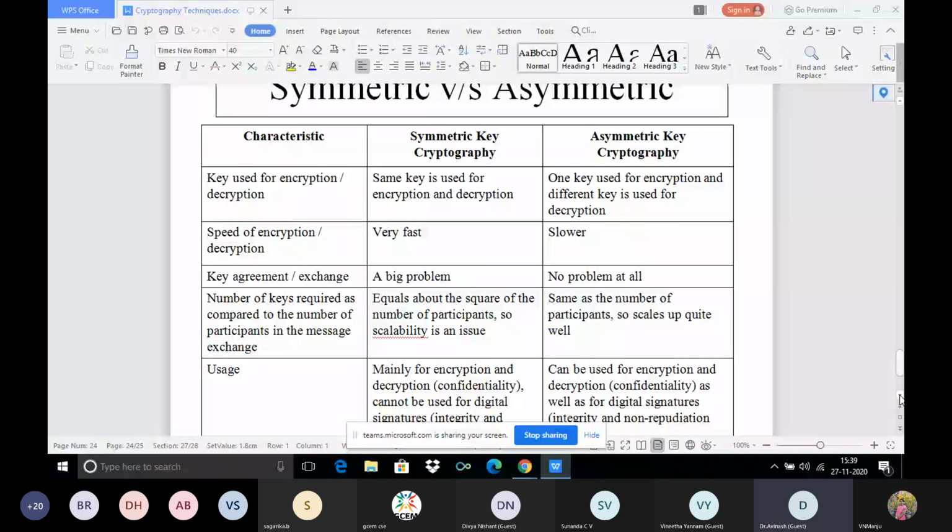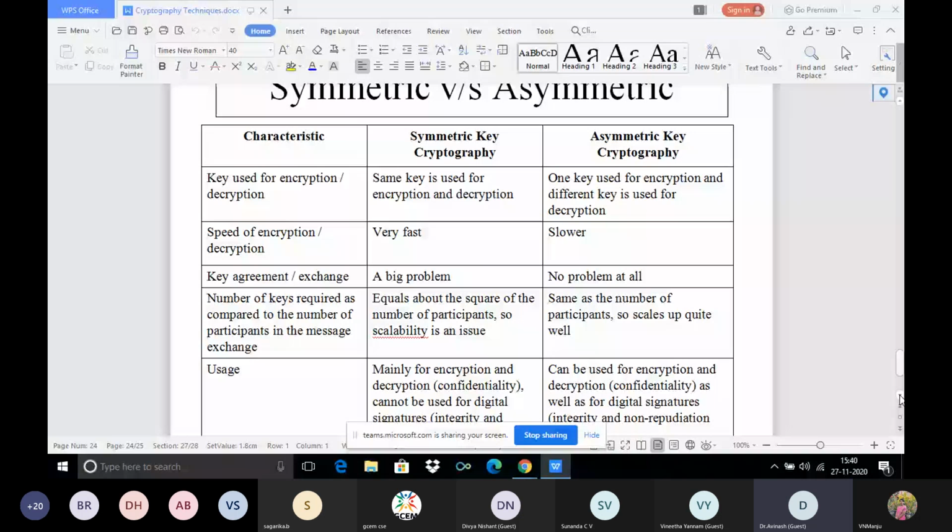Then the number of keys required as compared to the number of participants in the message exchange. This is the fourth characteristic where we are discussing both symmetric key cryptography and asymmetric key cryptography. So the number of keys required as compared to the number of participants in the message is equal to the square of the number of participants. So scalability becomes one of the major challenges. It becomes one of the major issues in terms of symmetric key cryptography. That means it becomes a very, very large number.